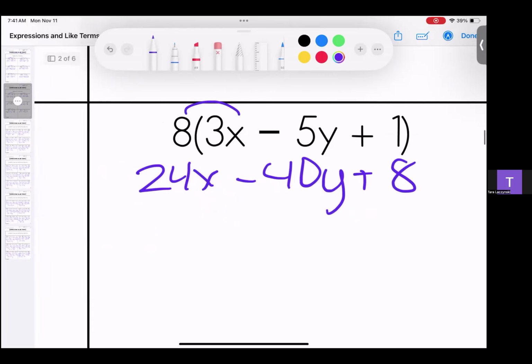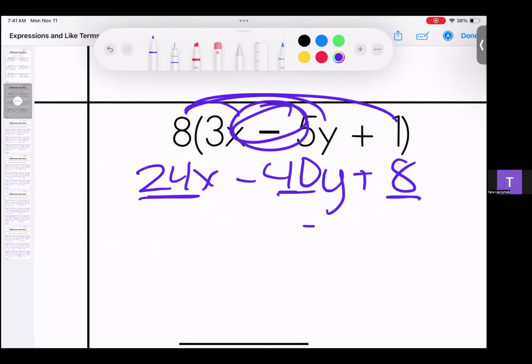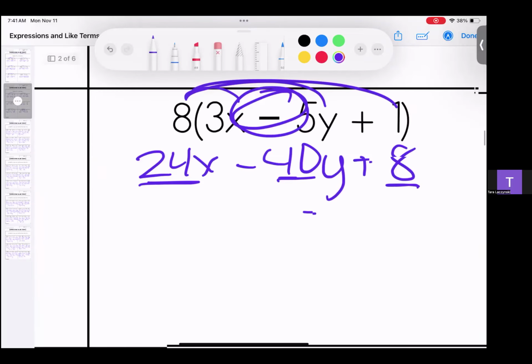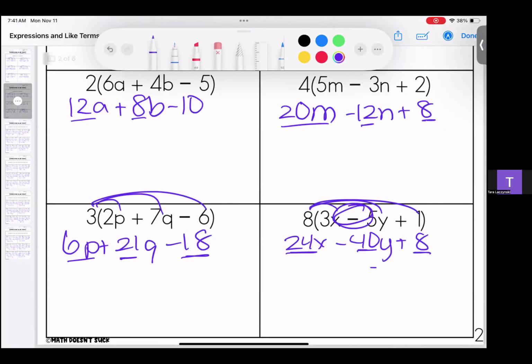Over here, sharing everything inside. 8 times 3 is 24, 5 times 8 is 40, 8 times 1 is 8, and that 40 is negative because of this negative sign there. That is the end of our page 2. As always, questions, bring them with you.